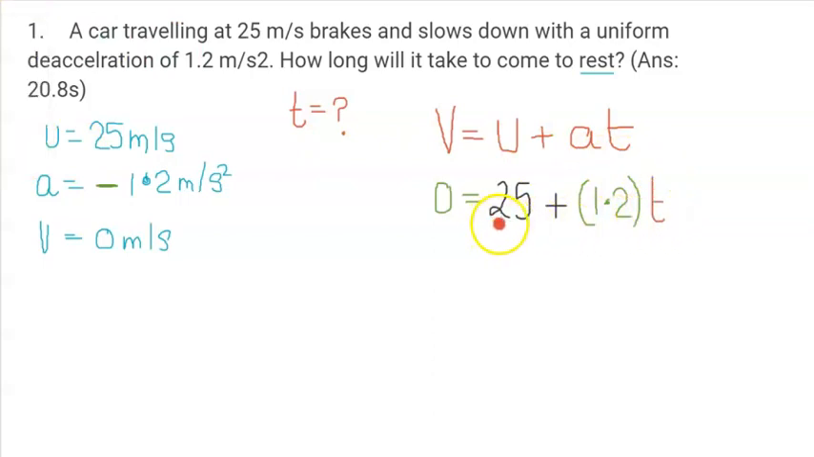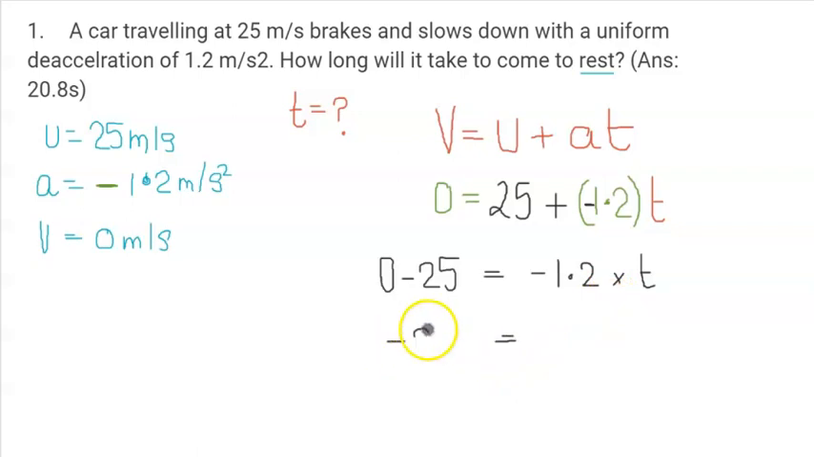This 25 is positive on this side. I pick it up, put it on the other side, it's going to be negative. So that will become 0 minus 25 equals, so there should be negative here, negative 1.2 times t. That will give me minus 25 equals negative 1.2 times t.